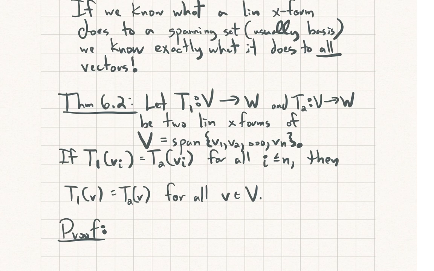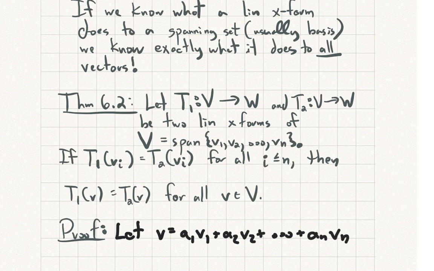So let's go ahead and do it. Let V be A1 V1 plus A2 V2 all the way to AN Vn. So we wrote V as a linear combination of the vectors in our spanning set. And again, if our spanning set is a basis, if it's linearly independent, there's only one way of doing it. And if it's not a basis, that's fine too. We can still do it, it's just not unique.